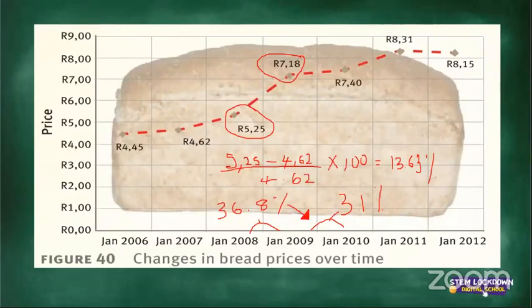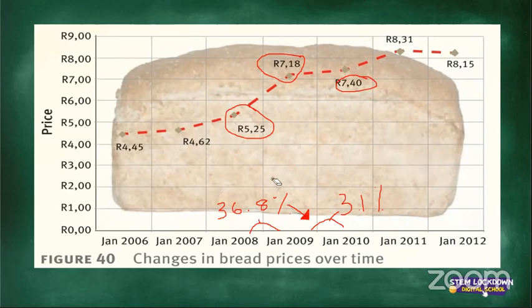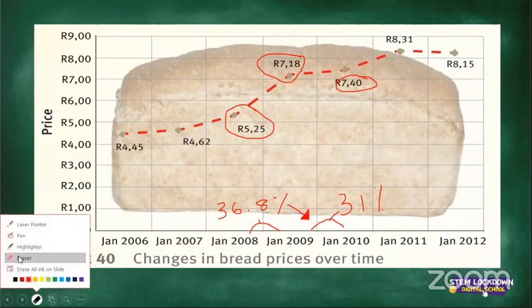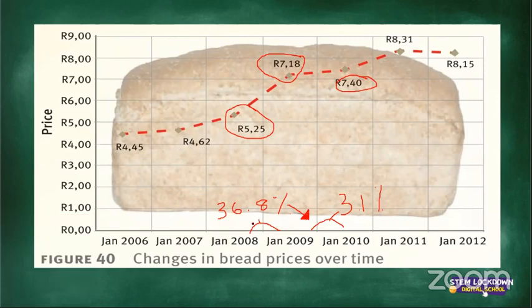Okay, Dominic, the question is, in 2009 to 2010, would it be easier if I go to the inflation table? For January 2009 to January 2010, look at the prices. Let's actually look from January 2008. Let me highlight these 3 years, and let me erase this so that it doesn't confuse you. January 2008, the price is R5.25, right? January 2009, the price is R7.18. And then January 2010, the price is R7.40.